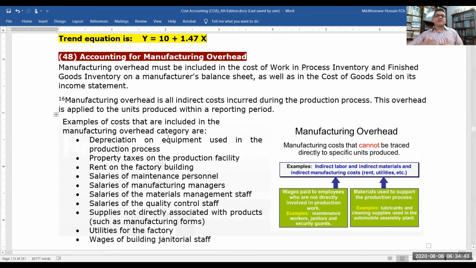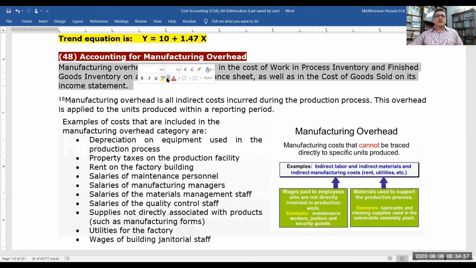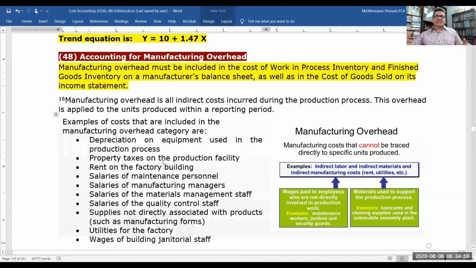Okay, so accounting for manufacturing overhead. Manufacturing overhead must be included in the cost of work in progress inventory and finished goods inventory on a manufacturer's balance sheet, as well as in the cost of goods sold on the income statement. Also we know that manufacturing overhead is all indirect cost incurred during the production process. This overhead is applied to the units produced within a reporting period.